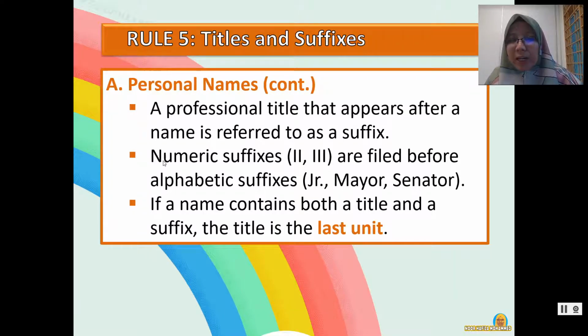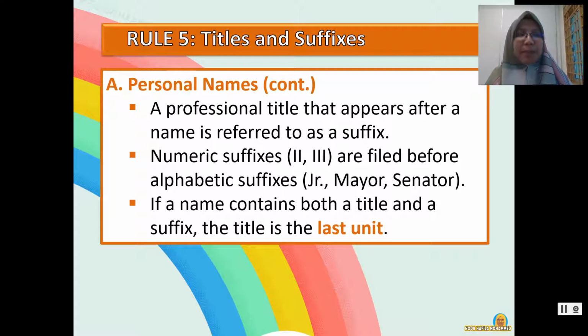So take a look at this now. Numeric suffix, Roman 2 and 3, is found before alphabetic. So when we have both at the same time, Roman and junior, you need to put the Roman first before the alphabetic, which is JR, SR, mayor, or senator. However, you need to know for rule 5, when a personal name contains both title and suffix, you need to consider title as the last unit.